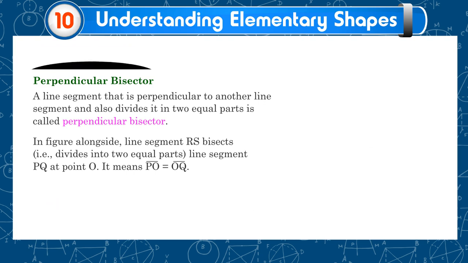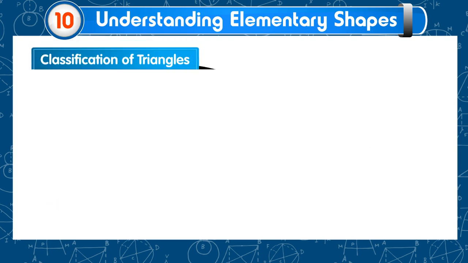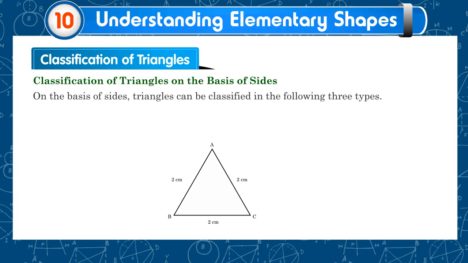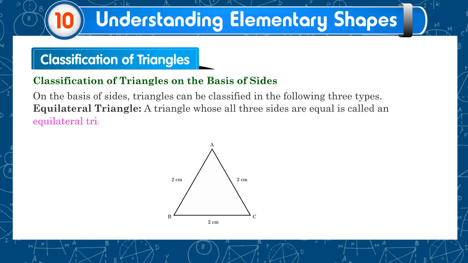Classification of triangles. Classification of triangles on the basis of sides. On the basis of sides, triangles can be classified in the following three types. Equilateral triangle. A triangle whose all three sides are equal is called an equilateral triangle. Here triangle ABC is an equilateral triangle.